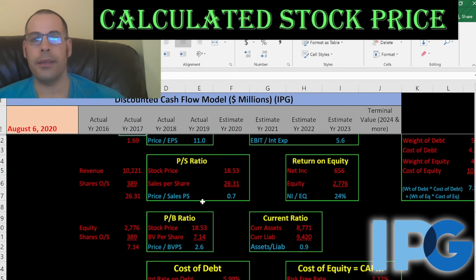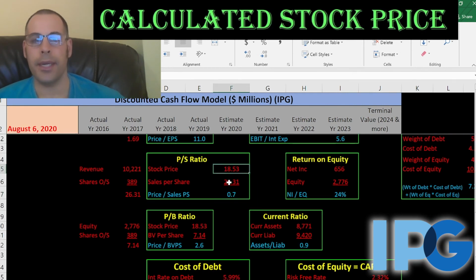Price of sales of 0.7, that's stock price over sales per share. To get sales per share, that's revenue over shares outstanding. I like to see below 2.5, they're at 0.7. This indicates investors are willing to pay 70 cents for $1 of revenue. Price to book is stock price over book value per share. Book value per share is equity over shares outstanding. I like to see below 3.5, they're at 2.6. This means investors are willing to pay $2.60 for $1 book value.